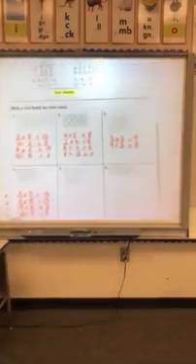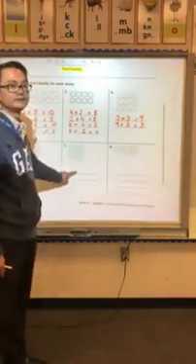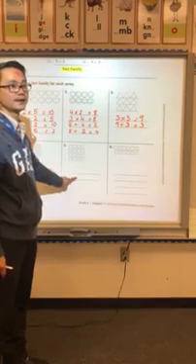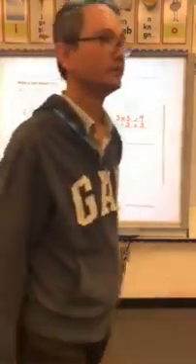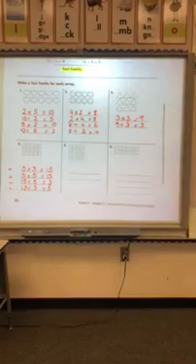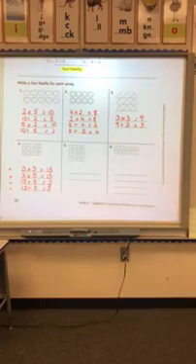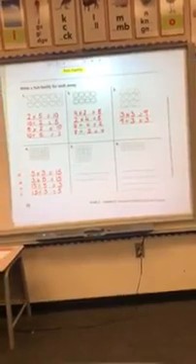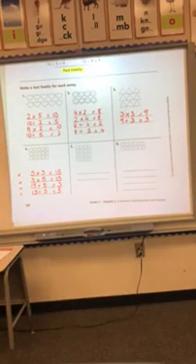Okay, let's do number five on your own. This one is just two lines, which means one multiplication and one division. Go ahead, do it. I like it when you write the side on, like multiplication side or division side, which is good.